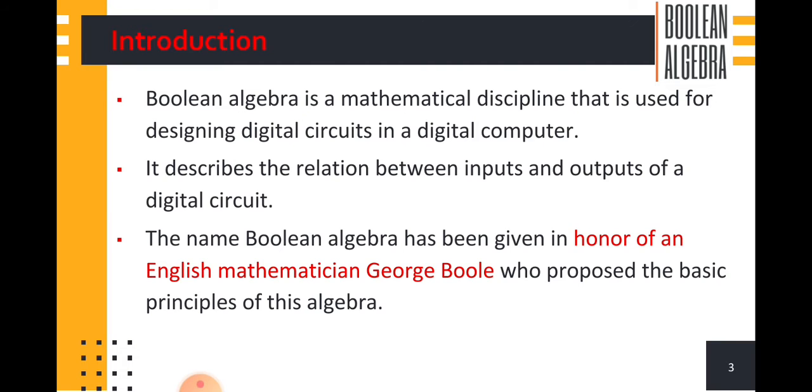And the name Boolean algebra has been given in honor of the English mathematician George Boole, who proposed the basic principle of this algebra. So why is the name Boolean algebra given? Because this algebra was developed by the English mathematician George Boole. To honor this person, the name Boolean algebra is given to this mathematical discipline.